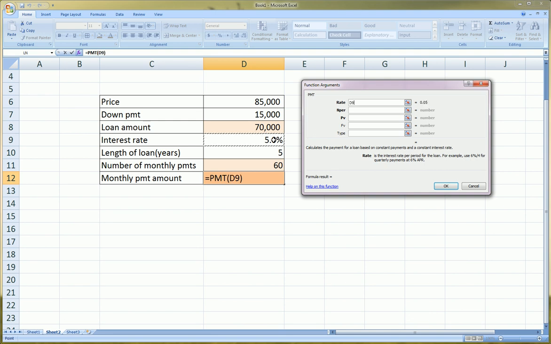But we have to keep one thing in mind. That's the annual rate. And when we're making monthly payments, these payments are going to be calculated not on the annual rate, but on a monthly rate.